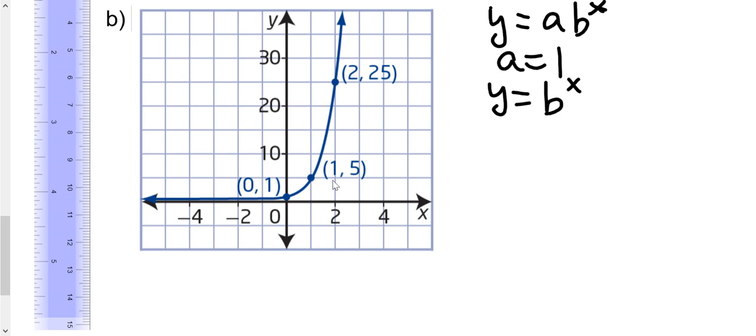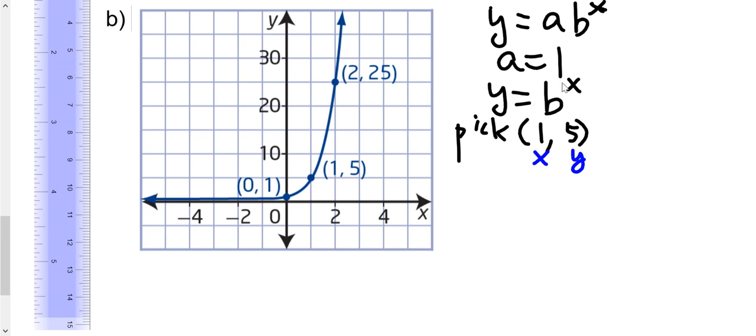So if there's no objection, then I'll pick something easy for myself. Let's pick 1 and 5. So pick a point, in this case 1 and 5, and in this case you are going to substitute 1 for x and 5 for y. Okay, now plug these values into the new equation because we already figured out a.